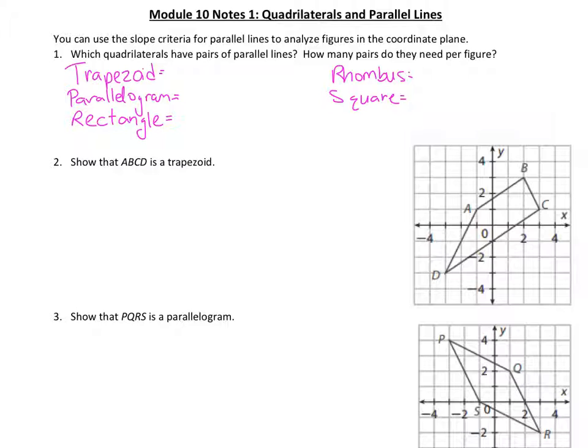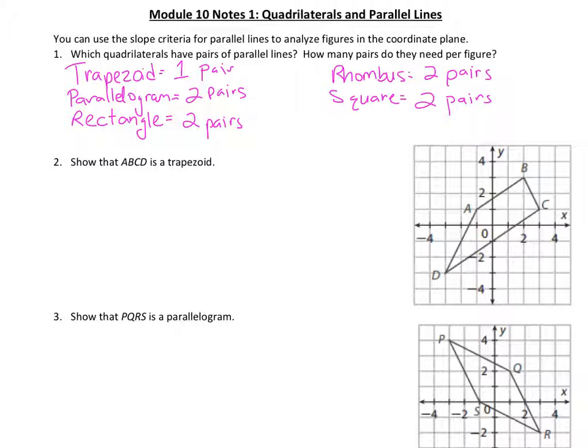So how many pairs of parallel sides do we need per figure? For a trapezoid, we need one pair. For a parallelogram, rectangle, rhombus, and square, we need 2 pairs each.